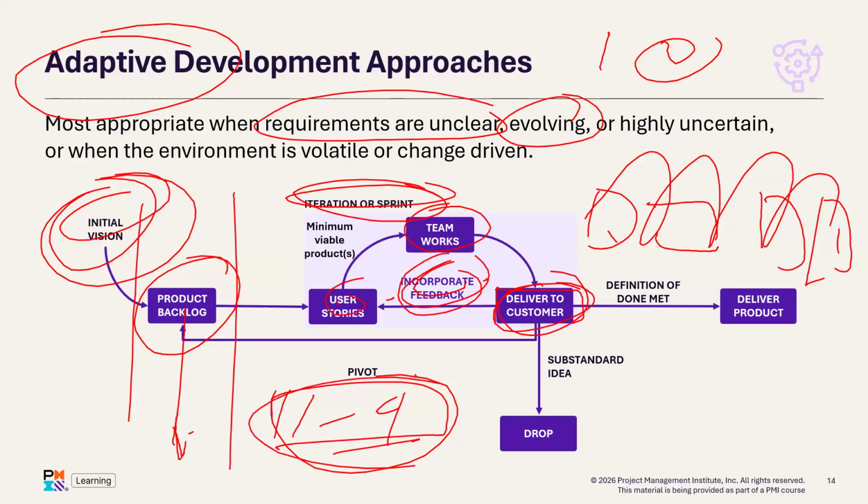So the decision regarding how long the iteration should be is a function of uncertainty and the potential need for feedback.